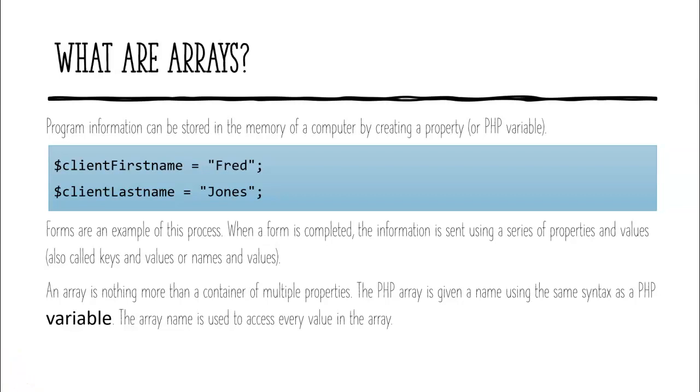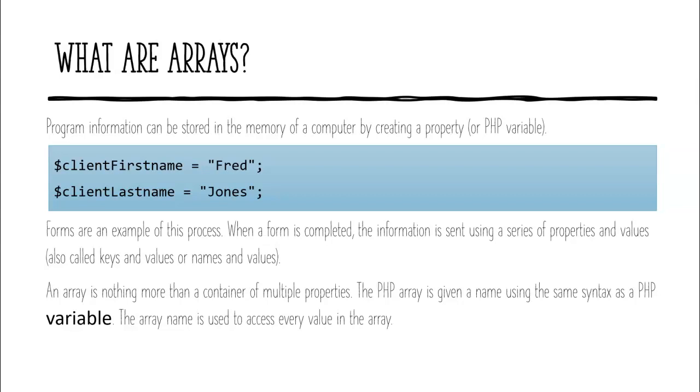First of all, what are arrays? Well, program information can be stored in the memory of a computer by creating a property or a PHP variable that's commonly referred to as a key value pair, name value pair, or attribute value pair. Forms are an example of this process. When an HTML form is completed, the information is sent using a series of properties and values.